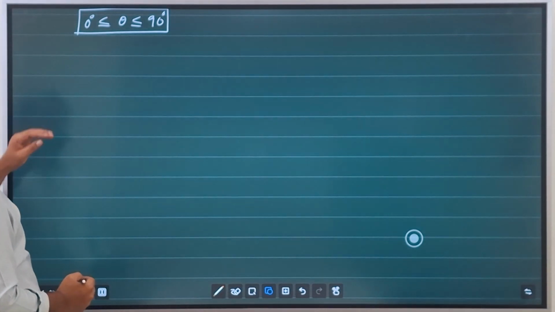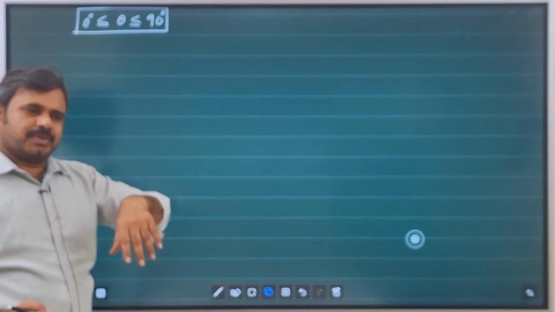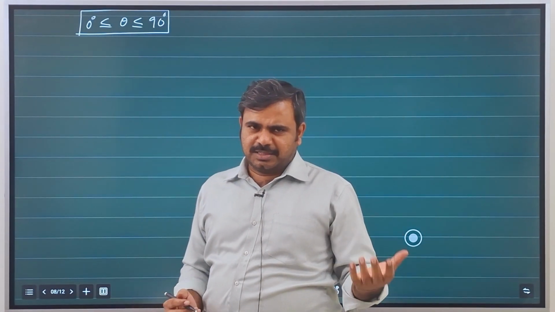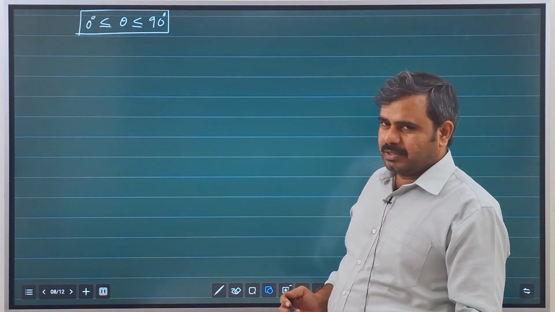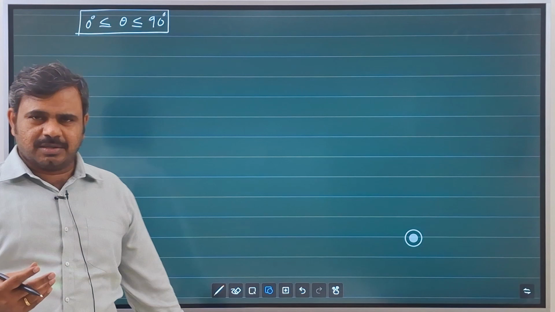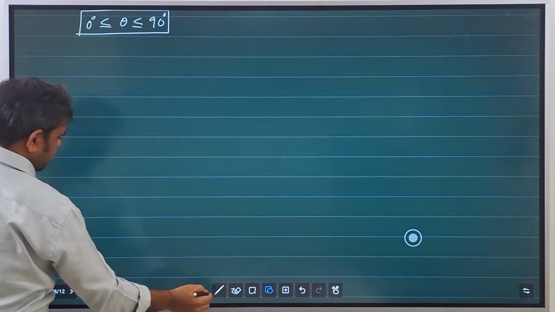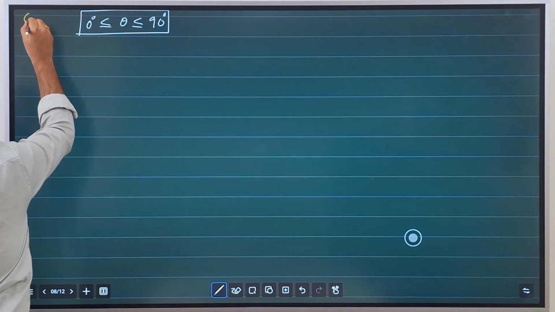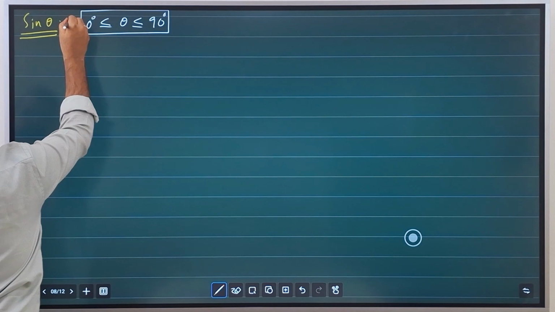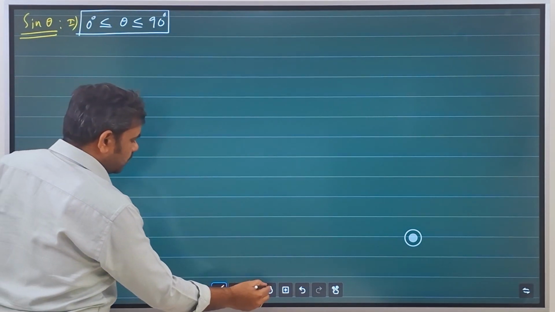So between 0 degrees and 90 degrees, first we will study sine theta, and in the second case again sine theta, in the third case again sine theta, third quadrant, fourth quadrant also sine theta. Again we will go for cos theta. So like that we will see all the three ratios. So first we are going to study what happens to the values of sine theta in the first case, or in the first quadrant of the unit circle that we are going to draw.